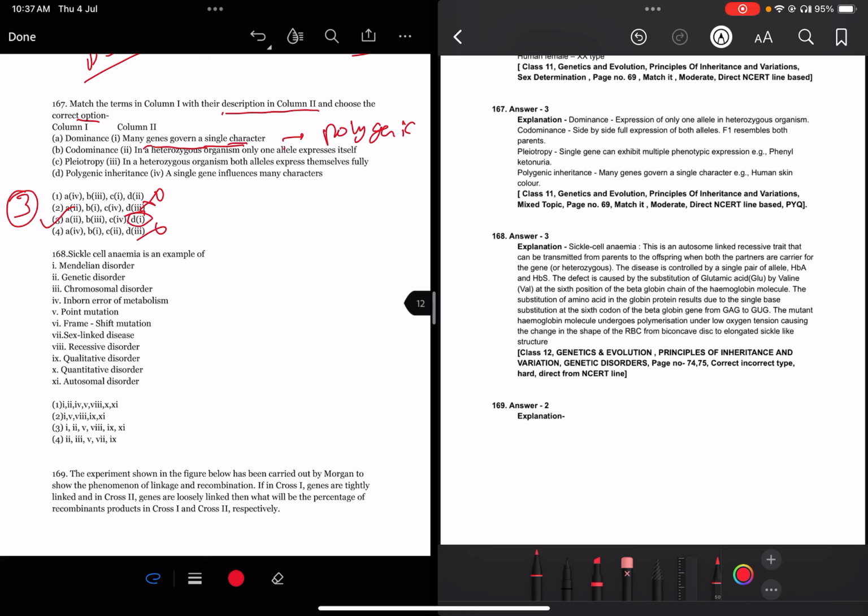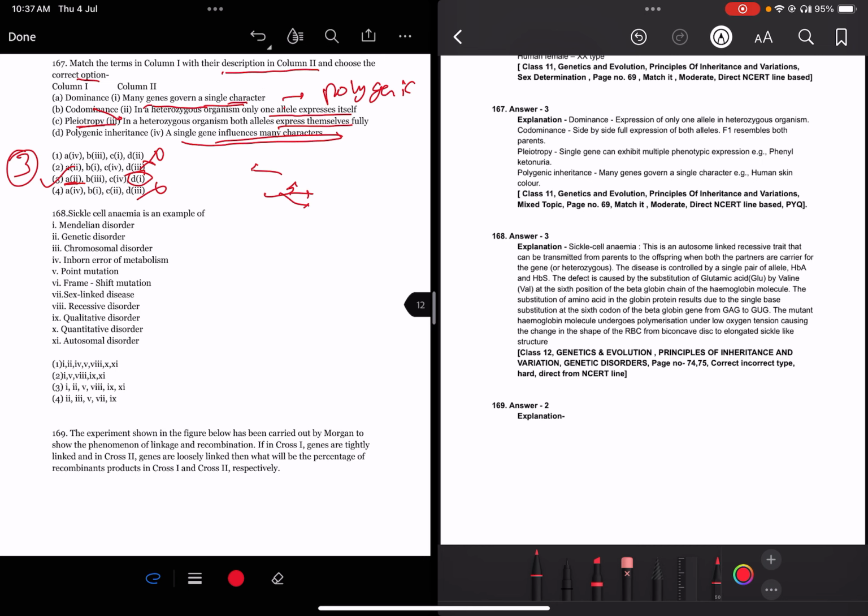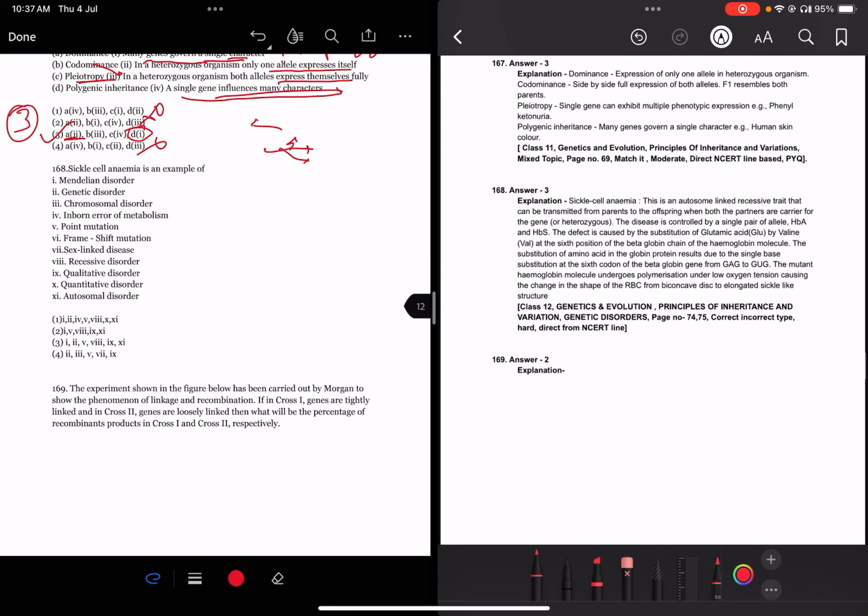In a heterozygous organism, only one allele expresses itself. This is dominance. In a heterozygous organism, both alleles express themselves fully, that is codominance. Both characters in the heterozygous condition are not influenced by one another, meaning no dominance, so there is codominance. In pleiotropy, a single gene influences many characters. This is the third option of this question.